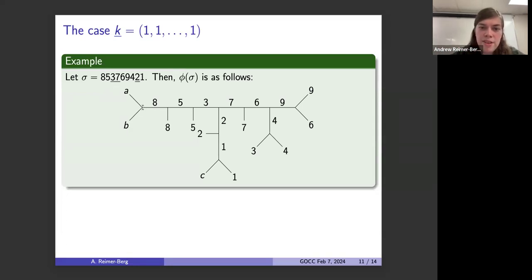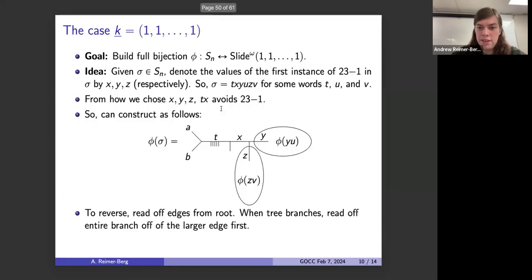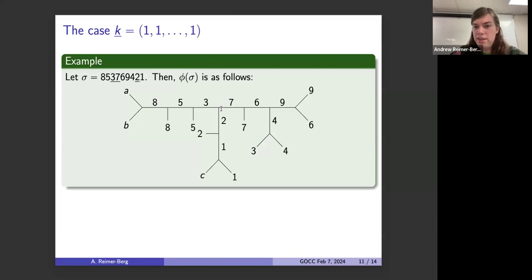And so yeah, we just build these 3 edges here, and then down below that, the ZV part is the 2, 1, so that's again just another caterpillar going off down below. And then to the right, this whole thing here is phi of 7, 6, 9, 4. That one has a 2, 3-1 in it, so we do 7, 6, and then recursively we have a 9 and the 4. And so that builds the whole tree.